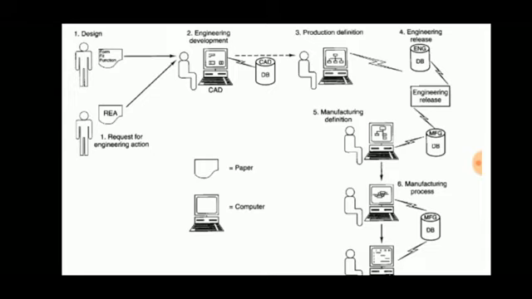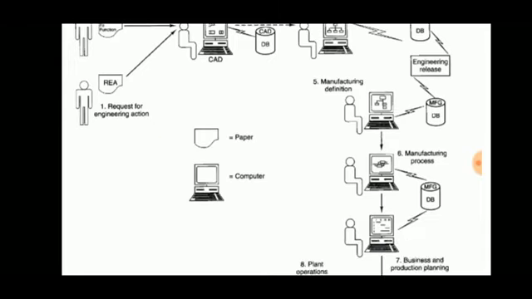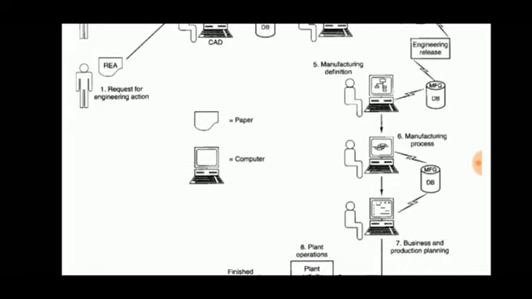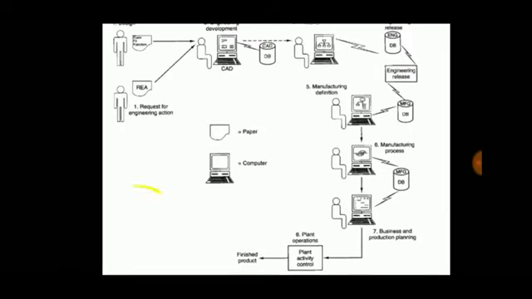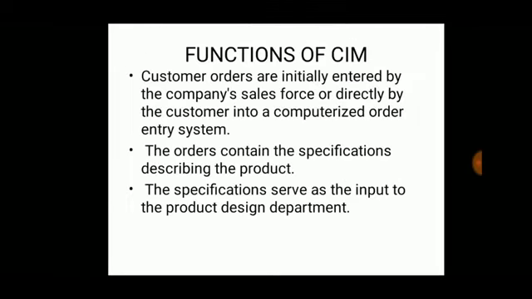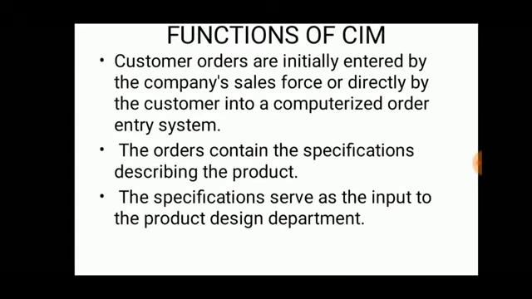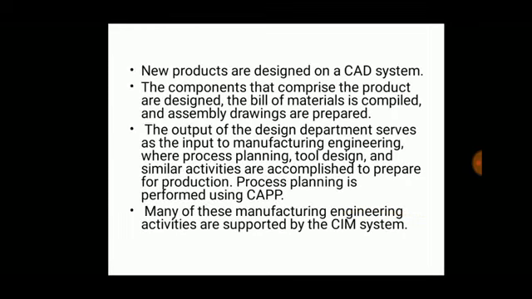Then the manufacturing process is done so that it can be produced. Finally, the plant operations and other operations for marketing are done and we get the final product. And customer orders are initially entered by the company's sales force, and directly the computerized order entry system gets the information and sends it to the requiring departments.